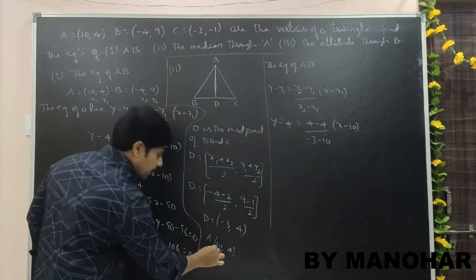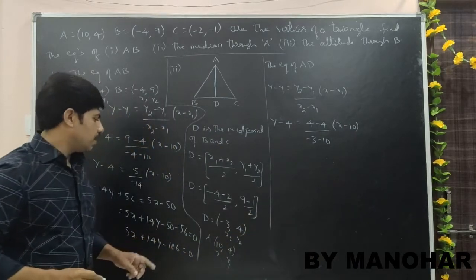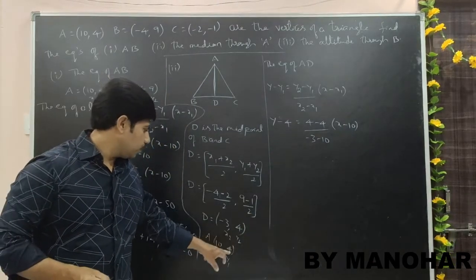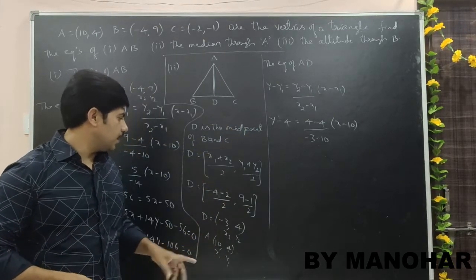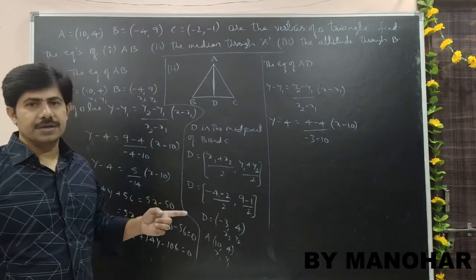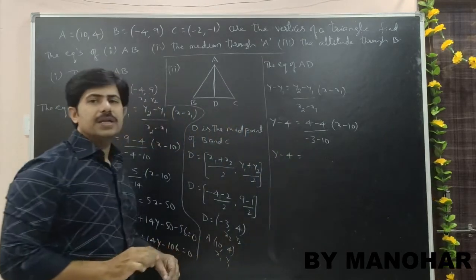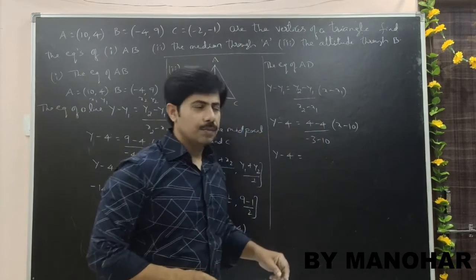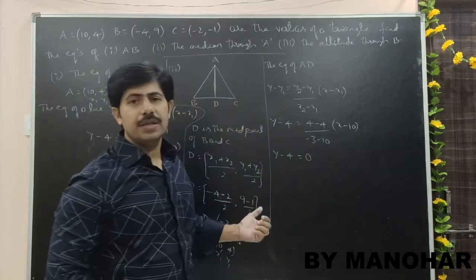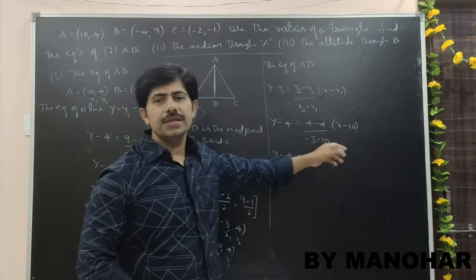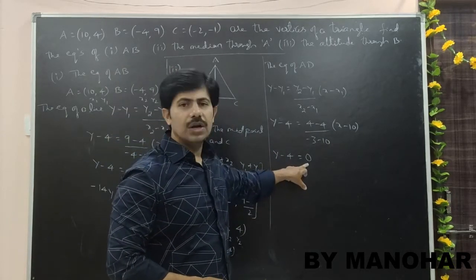See here, I'm taking x1, y1 as (10, 4) and x2, y2 as (-3, 4). So y minus y1 is equal to (y2 minus y1) by (x2 minus x1). It is -3 minus 10, that is -13, into x minus x1. It is 10. So y minus 4 is equal to, see, 4 minus 4 is 0. 0 by anything is 0, and 0 into anything is 0. That means 0 into x minus 10 is 0. So finally the equation we get is y minus 4 is equal to 0.